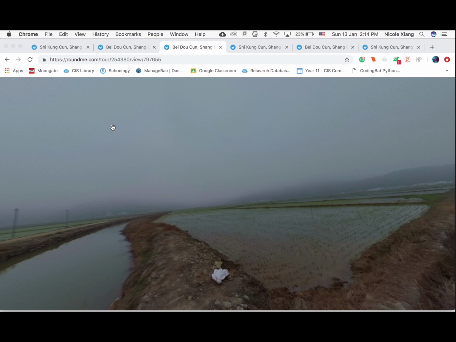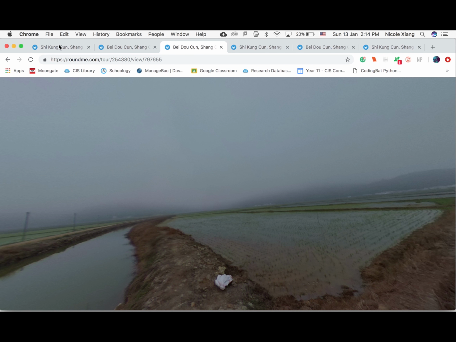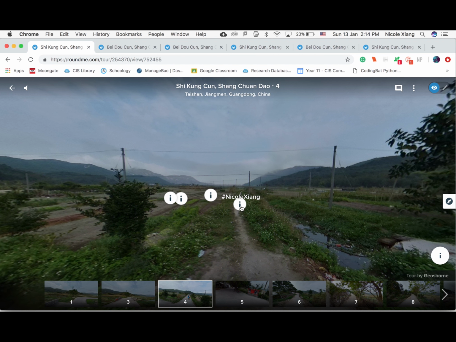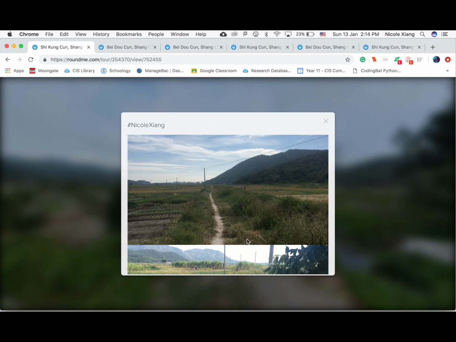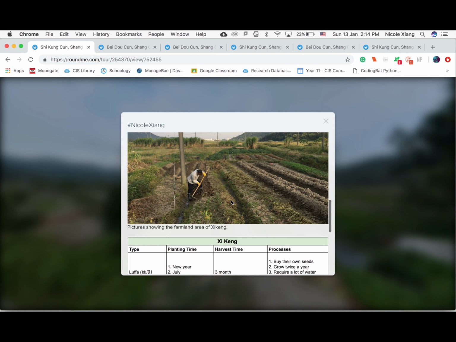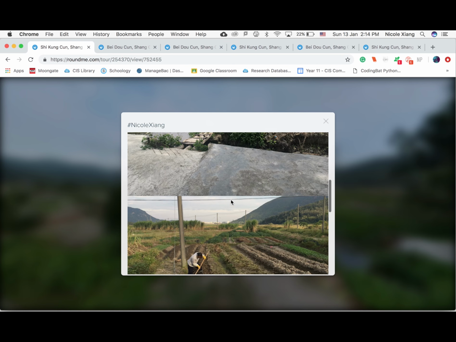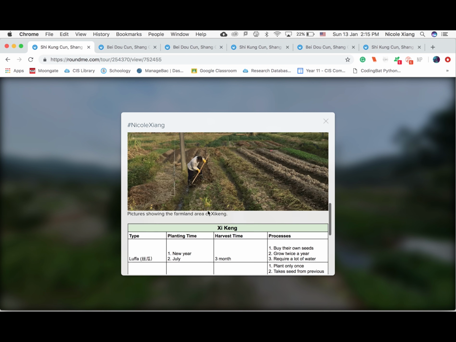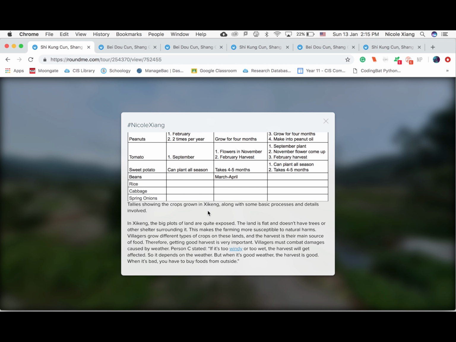Showing this on the 360 map, we can see a clear comparison between the two villages. So here this is a village in Xikang, and as you can see, these pictures show that the big plots of land are all quite exposed. So these pictures here are showing the farmlands and Xikang farmers working there. And essentially we can see that there aren't a lot of trees or shelter surrounding the big plots of farmland. And this makes the farming in Xikang much more susceptible to natural harms.